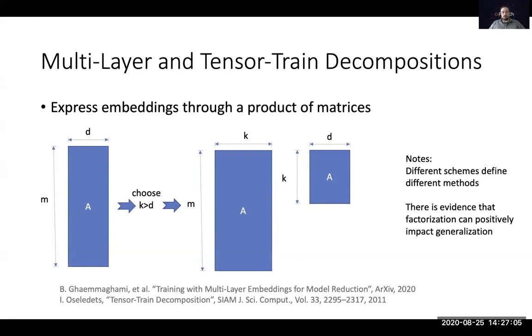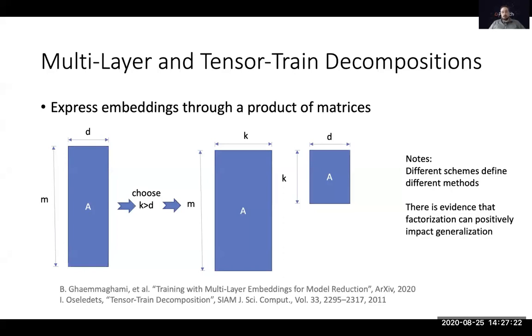The advantage of that is that when we train the model, we have more parameters to find the correct fit of the model to the data. And having this larger number of parameters may potentially impact generalization in a positive way. At the same time, during inference time, we collapse the two embeddings together and save space during inference.